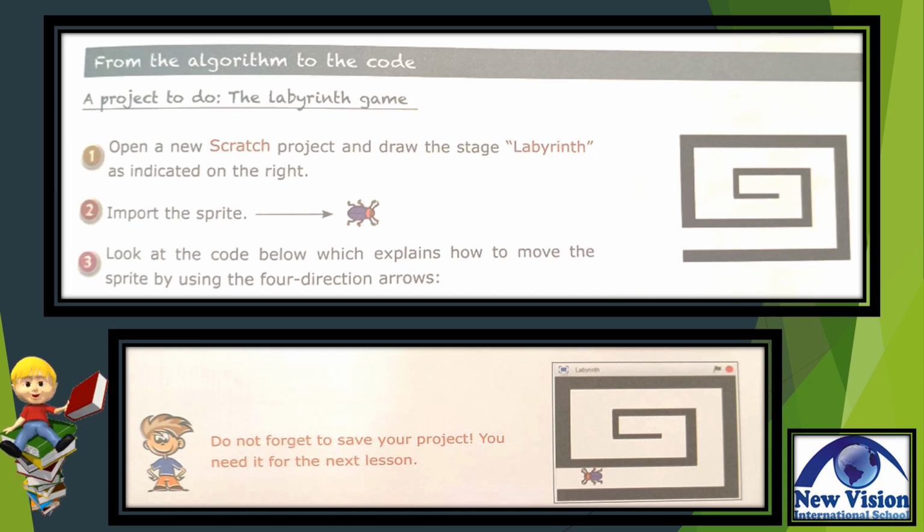And now, from algorithm to the code, let's do the project entitled The Labyrinth Game. Directions are the following. Number 1. You're going to open a new Scratch project and draw the stage Labyrinth as indicated on the right corner.